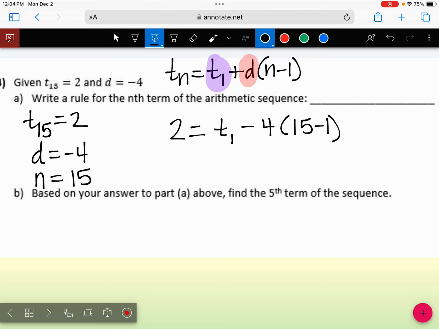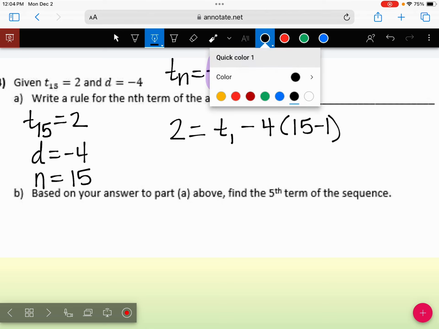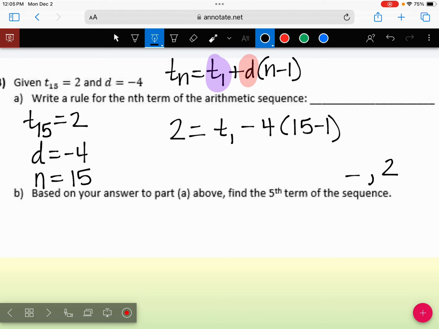So they gave us the 15th number, so we cannot write a rule with the 15th number. Now, theoretically, if you struggle with this, we know this is 2. If you wanted to count backwards 15, that would take a long time, but you could do that too. Either way, we need to figure out what the first number is in this sequence. The easiest way would be to use the formula.